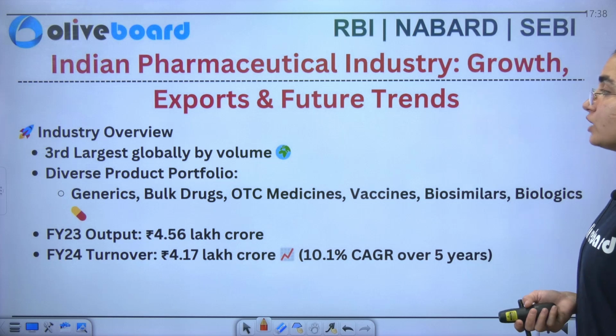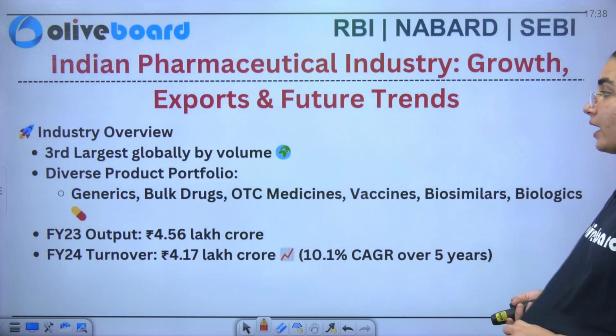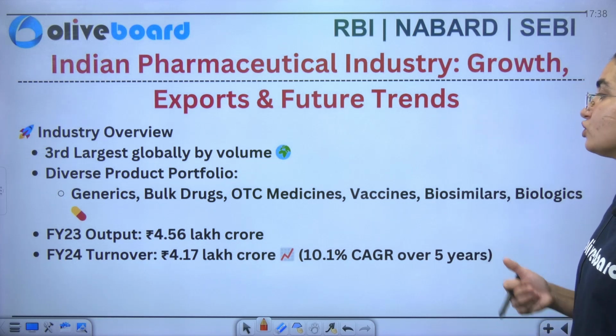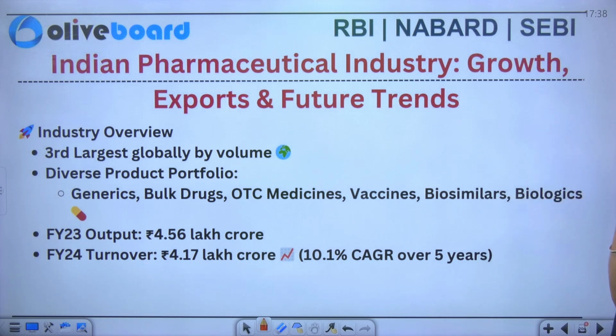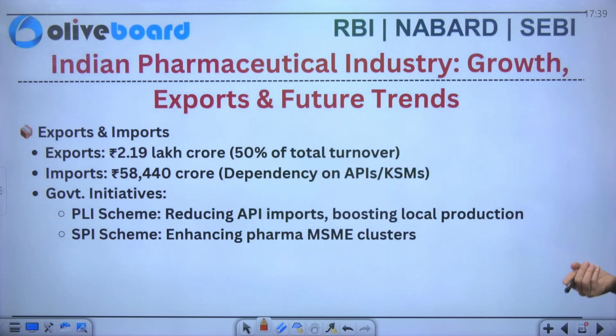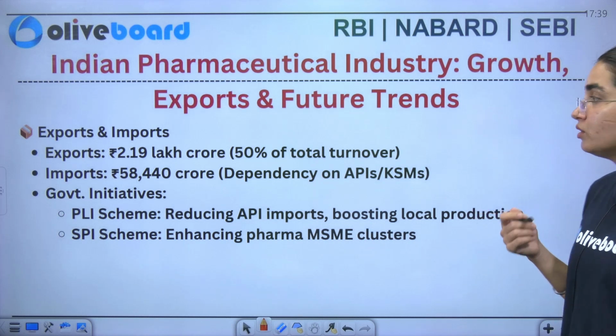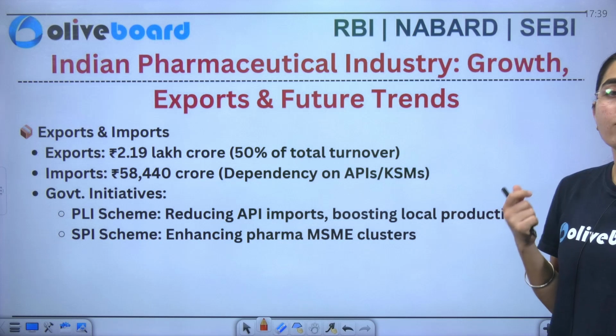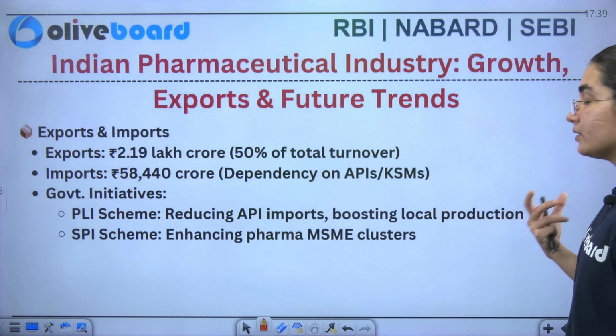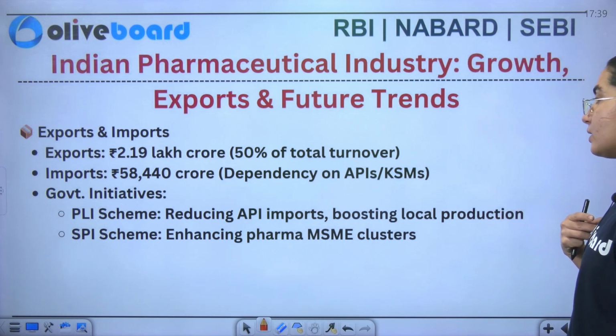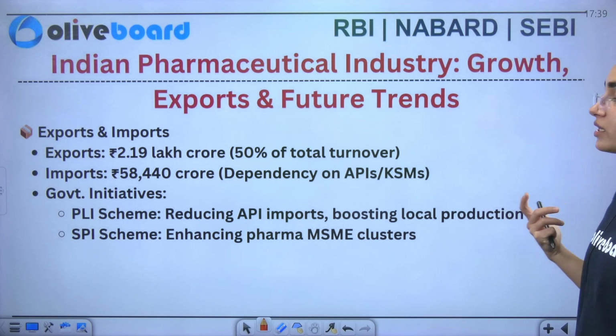Now you can see that we are the largest globally by value, and a diverse product portfolio is there, which includes generics, bulk drugs, OTC medicines, vaccines, biosimilars, as well as biologics. Now we have the financial year 2022-2023 output of 4.56 lakh crore, and if I talk about 24, that includes 4.17 lakh crore. Specifically talking about exports as well as imports, exports contain 2.19 lakh crore, imports contain 58,440 crore.